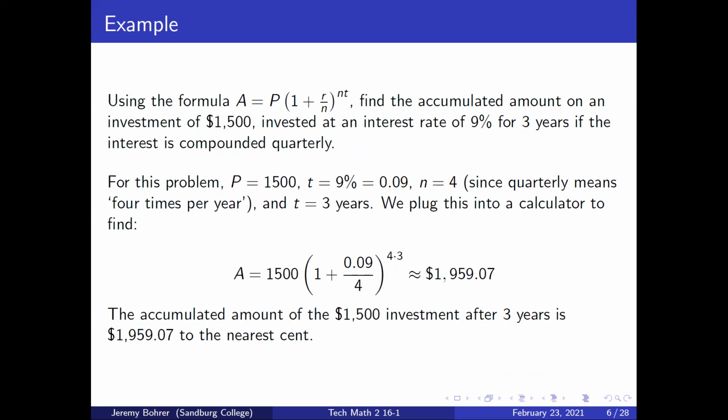Using the formula A equals P times 1 plus r over n to the nt, find the accumulated amount on an investment of $1,500 invested at an interest rate of 9% for 3 years. The interest is compounded quarterly. For this problem, P equals 1,500, r is 9%, n equals 4, since quarterly means 4 times per year, and t is 3 years. We plug this into a calculator to find A equals 1,500 times 1 plus 0.09 over 4, all to the 4 times 3 power, which is approximately $1,959.07. The accumulated amount of the $1,500 investment after 3 years is $1,959.07 to the nearest cent.